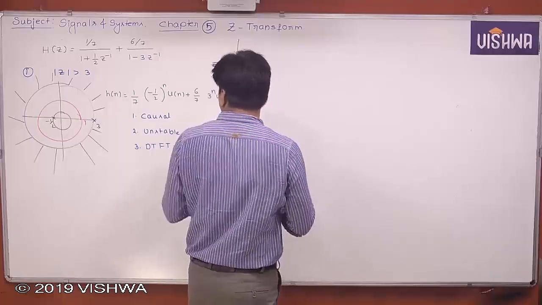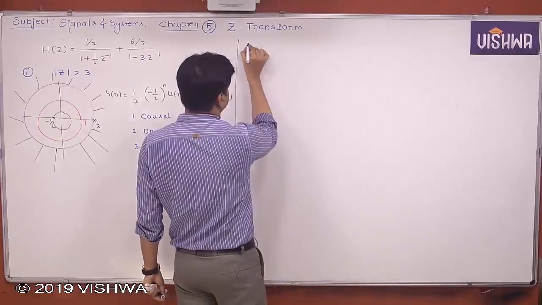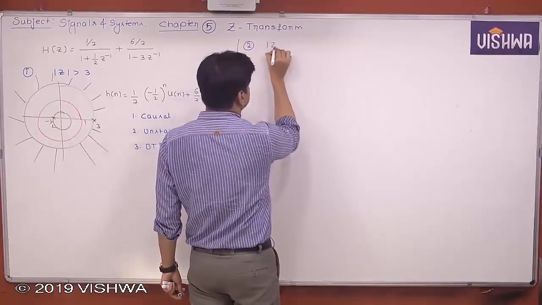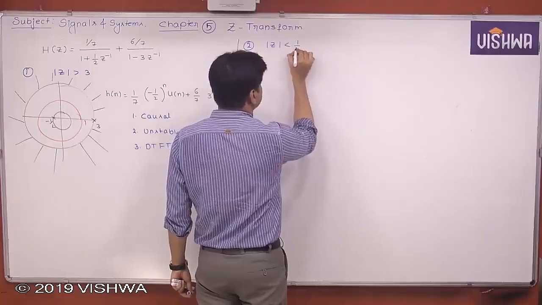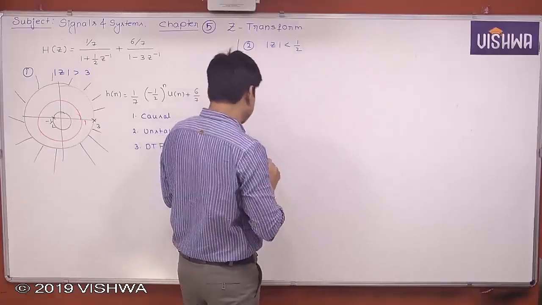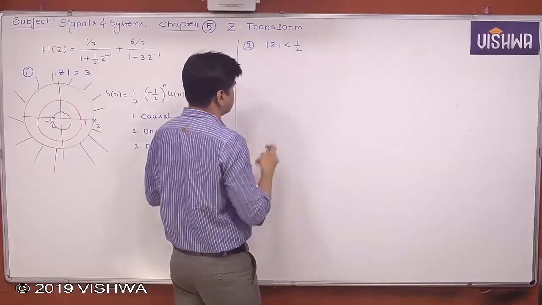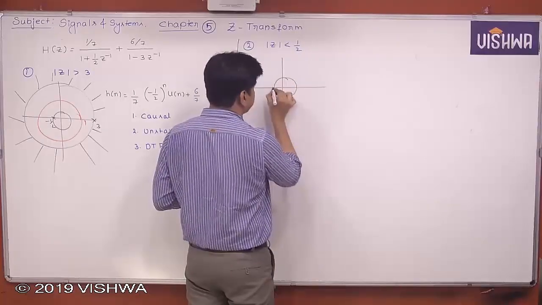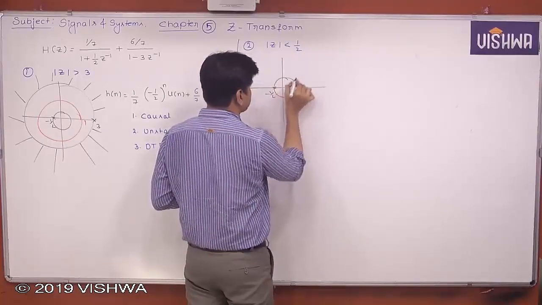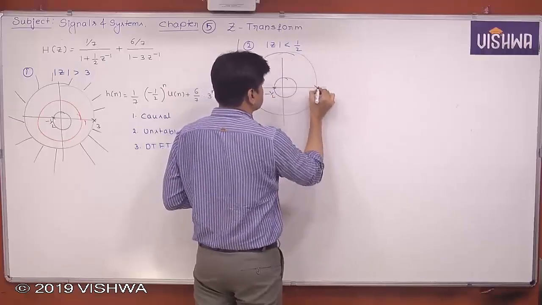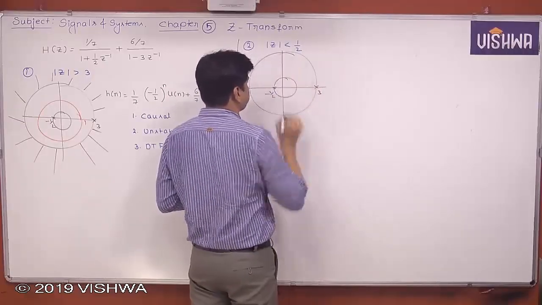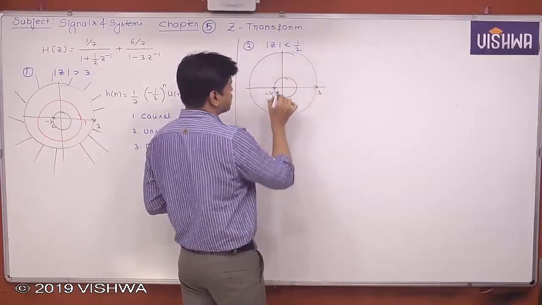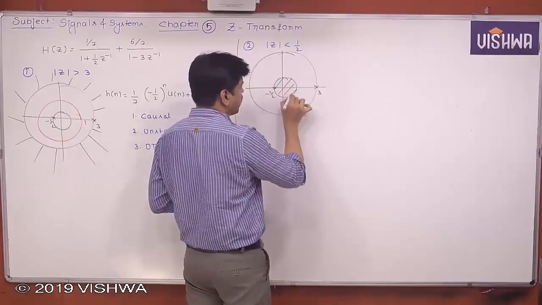Next case, mod z less than 1 by 2. So here, let's say how it is going to look like. Minus 1 by 2, 3. So mod z less than 1 by 2 means this is the ROC we have considered.